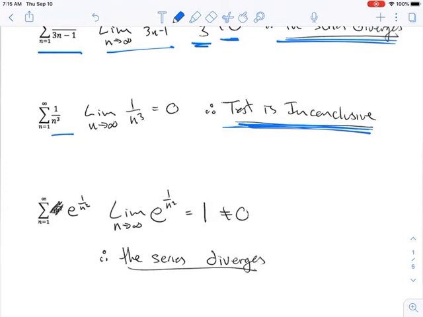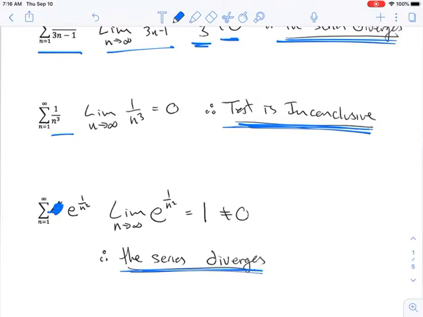I believe I wrote this one wrong, or at least it wasn't very clear, so I crossed this off. In case there was any doubt, this is supposed to be e to the 1 over n squared power. So if we take the limit of the sequence, e to the 1 over n squared power, as n approaches infinity, 1 over n squared approaches 0. And as 1 over n squared approaches 0, e to the 1 over n squared approaches 1, because anything to the 0 power is 1. So therefore the limit is equal to 1, which is not equal to 0, and therefore we conclude that the series diverges.